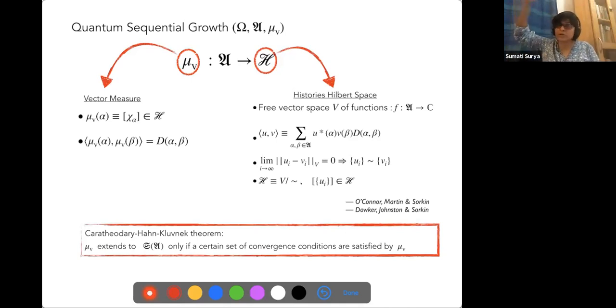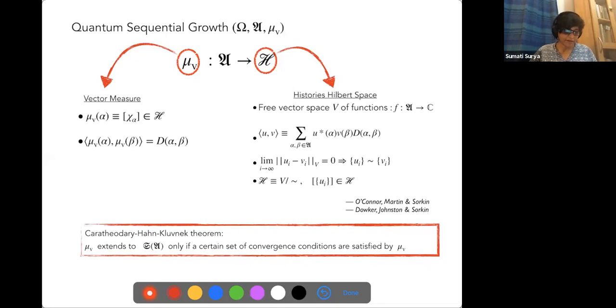So it also can extend to the sigma algebra. Otherwise, you can't define covariant beables or covariant observables; you don't have measurable sets which are covariant. So what happens with vector measures? And this is something we realized: this theorem due to Carathéodory, Hahn, and Kluvnik states that you really need to satisfy certain convergence conditions. It's not a done deal. It's not like the classical probability measure, where all measures extend.